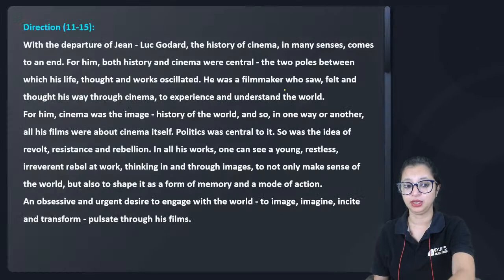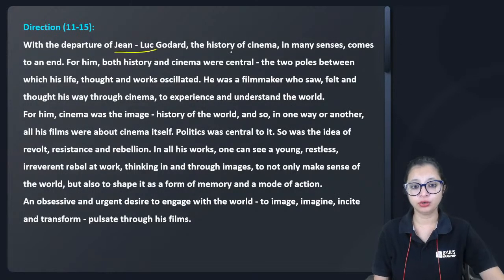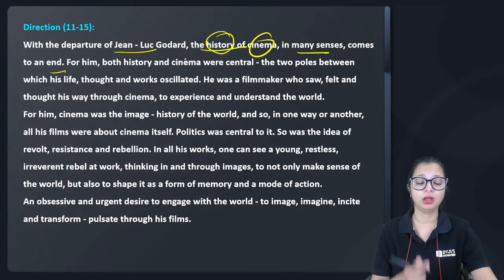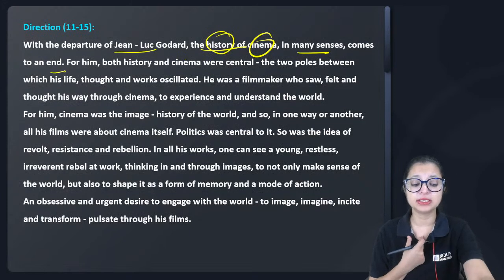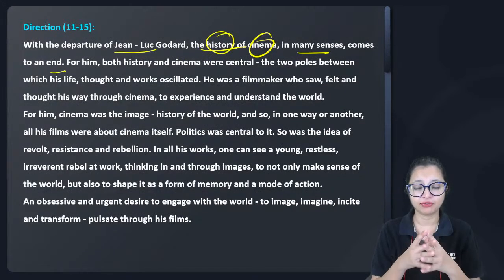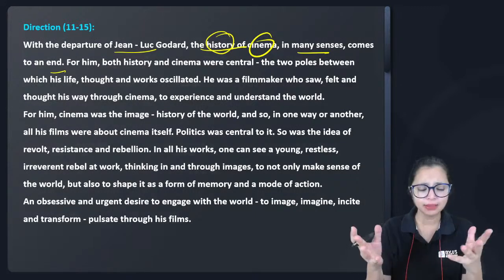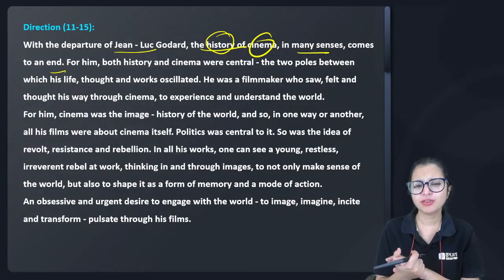With the departure of Shaw, the history of cinema in many senses comes to an end. Cinema history: am I comfortable with history? If I had to take the test personally, I would have left this passage for the end. I am comfortable with history, but I'm not very keen on reading about that relating to cinema.